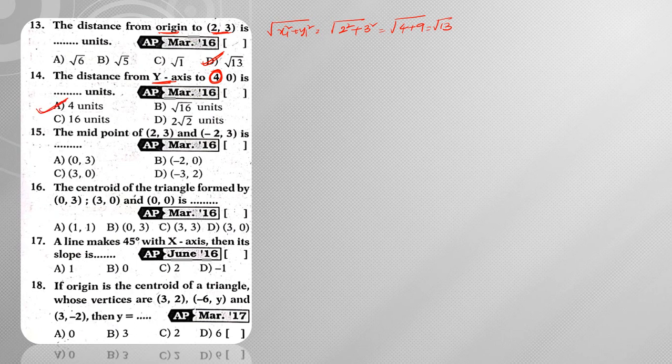Next, the midpoint of 2 comma 3 and minus 2 comma 3. For the midpoint, x1 plus x2 by 2 comma y1 plus y2 by 2. That formula we need to apply here. Then I get 2 minus 2 by 2 comma 3 plus 3 by 2. So 2 minus 2 is 0, 0 by 2 is 0. Next, 3 plus 3 is 6, 6 by 2 is 3. Hence the answer is 0 comma 3.